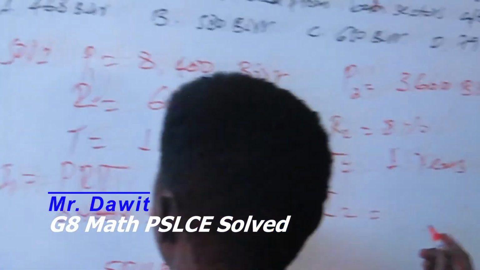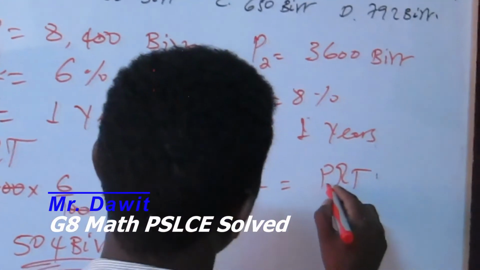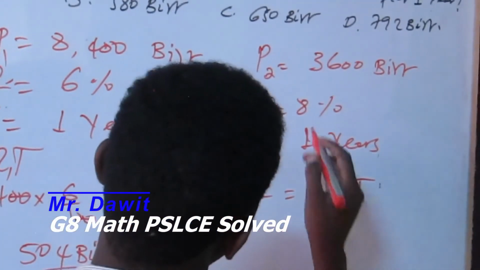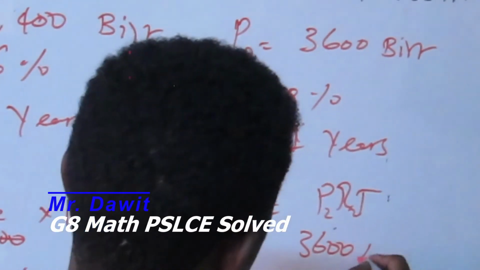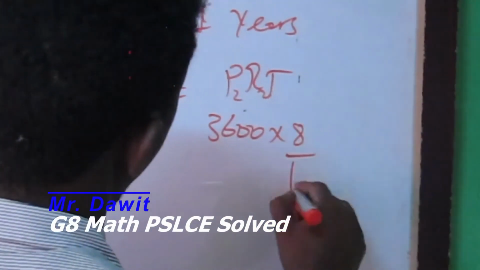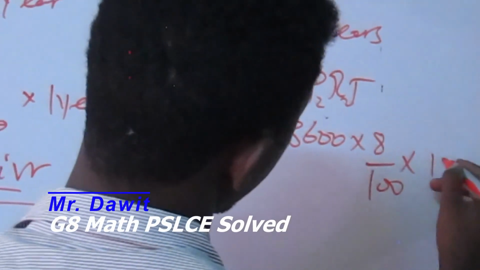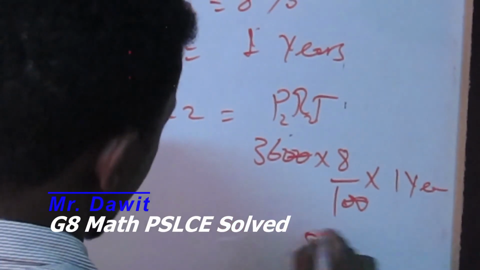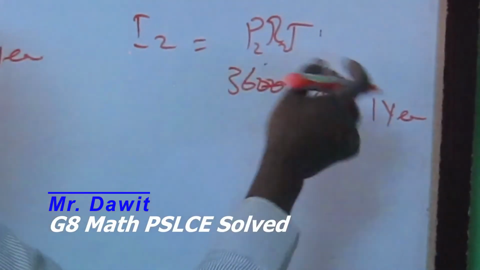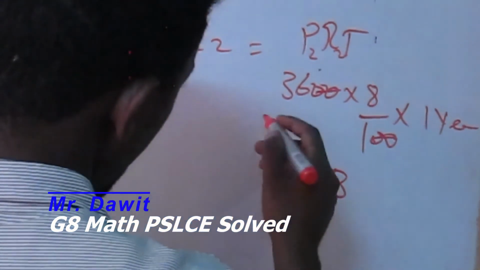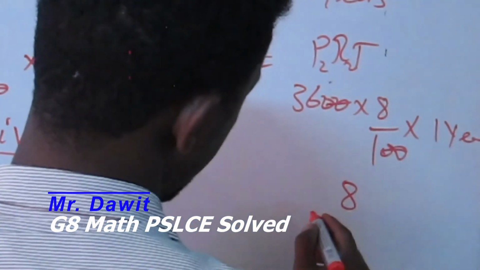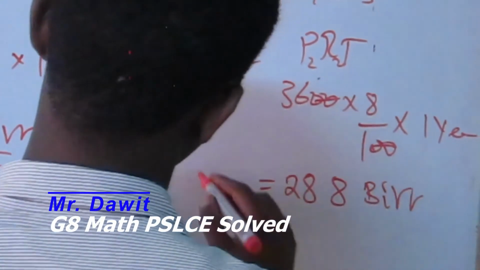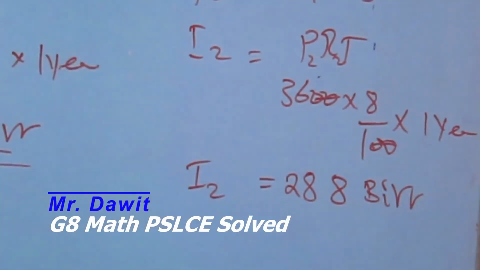When you come to interest 2, it becomes what again? PRT, P2, R2. P2 is 3,600 times rate 2, which is 8 over 100, times time, which is 1 here. So 2 zeros cancelled by 2 zeros. 8 times 6 is 48, 8 times 3 is 24, plus 4 is 28 birr. This is the interest from the second investment.